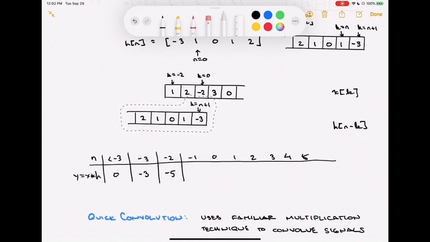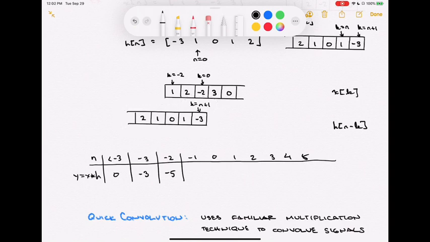What's the overlap? Minus 2 overlaps with minus 3, 2 overlaps with 1, and 1 overlaps with 0. And all the other overlaps are 0. So I'm going to get negative 2 times minus 3, that's 6. And then I'm going to add to that 2 times 1. So 6 plus 2 is 8. Plus 1 times 0 is just 0. So I should get 8 for this next value.